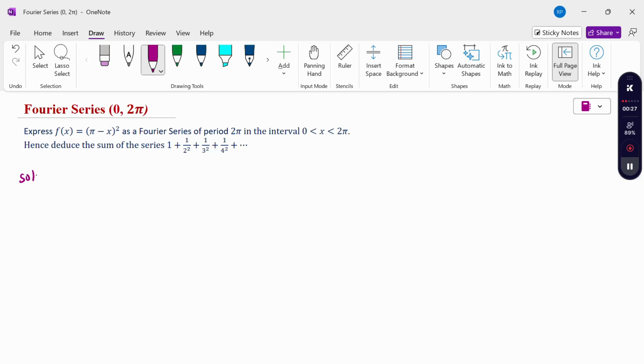First of all, the Fourier series in the interval 0 to 2 pi, the series expansion is f of x equals a naught by 2 plus summation n from 1 to infinity a n cos n x plus summation n from 1 to infinity b n sin n x. To find the coefficient values a naught, a n, b n we use Euler formulas.